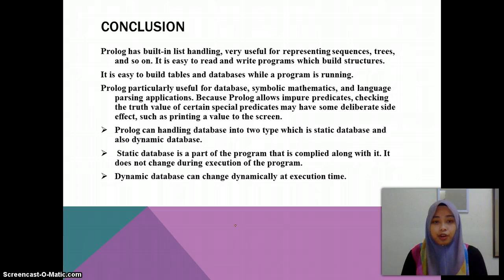Checking the truth value of certain special predicates may have some deliberate side effect, such as printing a value to the screen. Prolog can handle databases in two types, which are the static database and the dynamic database. A static database is a part of the program that is compiled along with it. It does not change during execution of the program. A dynamic database can change dynamically at execution time.